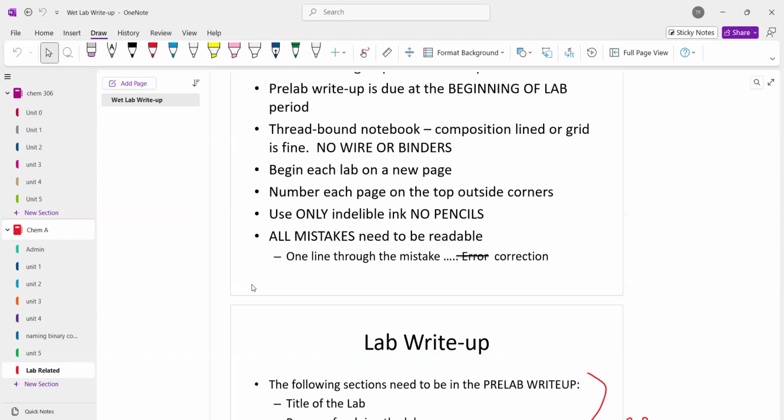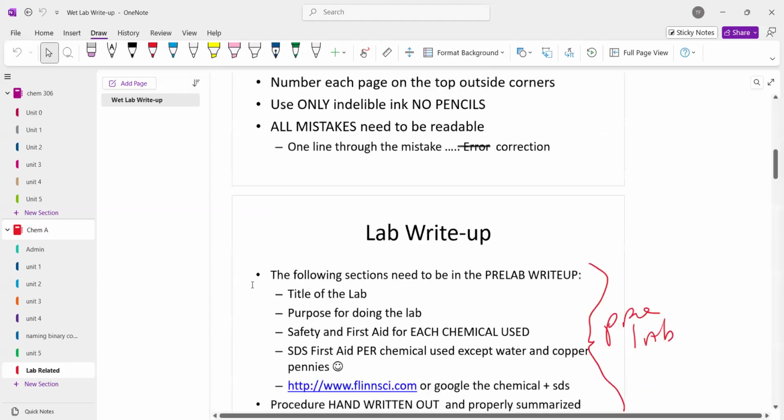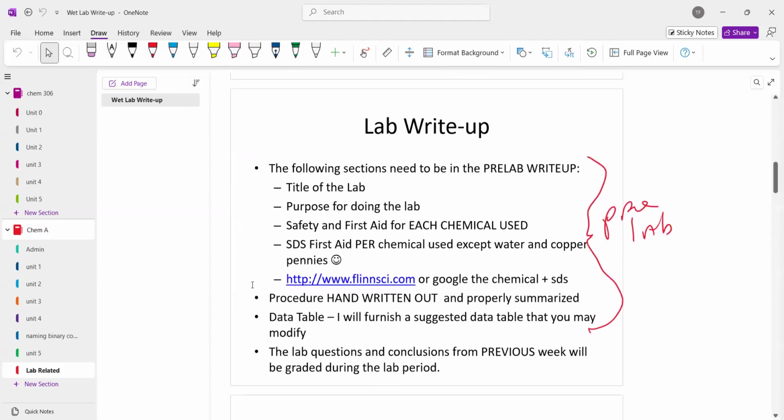All mistakes need to be readable. So if you're using a pen, you put a neat line through the error so I can read it, and put the correction above or to the right. Okay, this is the part that's considered a pre-lab.